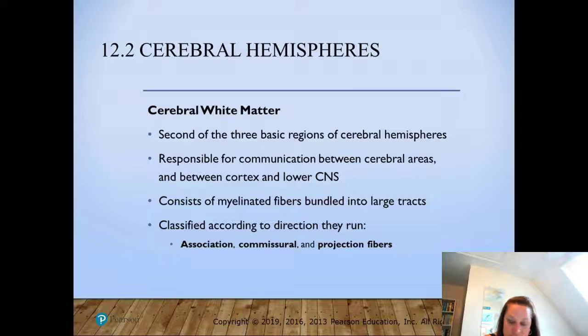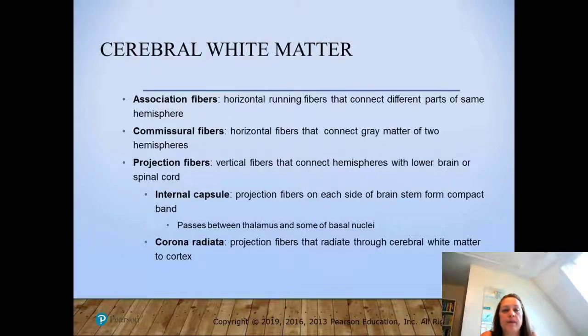All of that we just talked about was the little thin layer of gray cortex on the outside of the brain. If we go a little bit deeper in the cerebral hemispheres, we get to the white matter. The white matter is about communicating between the sides of the brain and between the brain and the body. It contains myelinated fibers, that's why it's white. And we can have association, commissural, or projection fibers. Each of these fibers does something different.